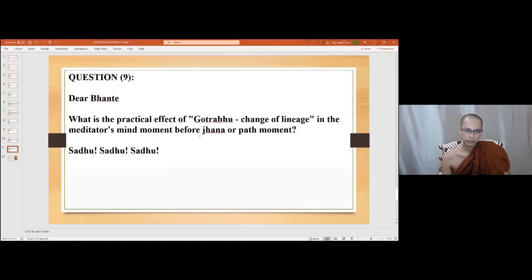Okay, thank you, Bante. What is the practical effect of Gotrabhu, change of lineage, in the meditator's mind moment before the jhana or path moment? What do you mean by practical effects? Gotrabhu is one of the mind moments. After that, the condition changes, meaning the mind's state changes. The change refers to the lineage of sensuality to the lineage of absorption, and for the path moment, from the lineage of the ordinary person to the lineage of the noble person. This is the mind moment of transition. That is why it is regarded as the change of lineage. So we cannot practice this directly. We can practice only the concentration or insight meditation. That is one of the mind moments there.